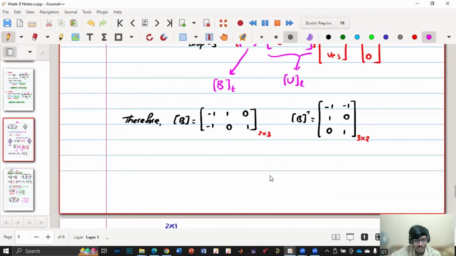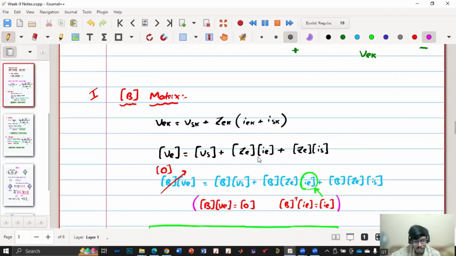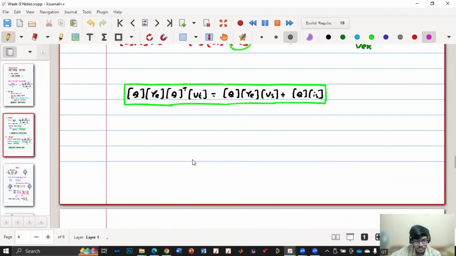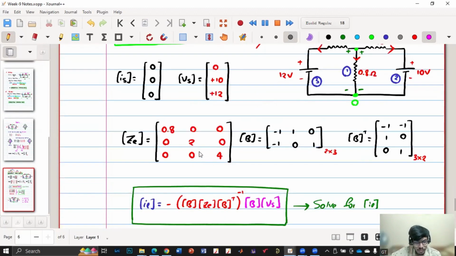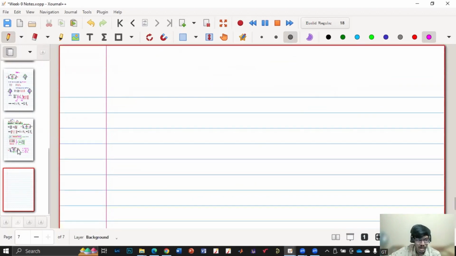Similarly, if you want VE, then you have to use this equation that V is equal to Vs plus Zd into IE plus Zd into Is. If you use this, then you will get element voltages as well. So that part you can do, and later you can try using this small simple example. You can try using different current directions and accordingly voltage polarities, and also you can consider A matrix and Q matrix so that you will get an overall understanding of how to use this.